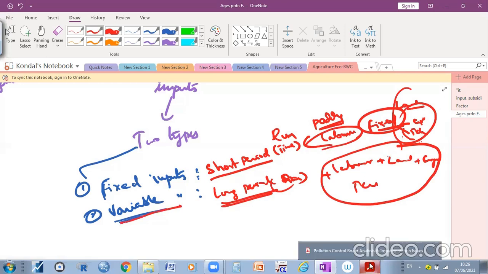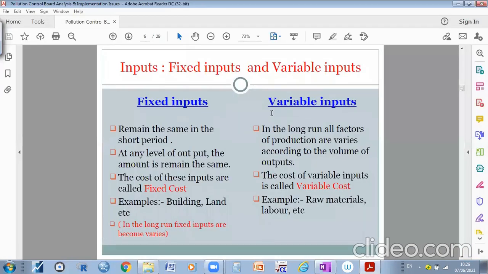There is a difference between fixed inputs and variable inputs. Fixed inputs remain the same in the short period; we cannot change them. Variable inputs: in the long run, all the factors of production vary. Nothing but all the factors of production we can change. Varies means change according to the volume of output.